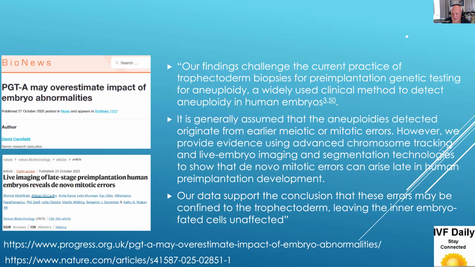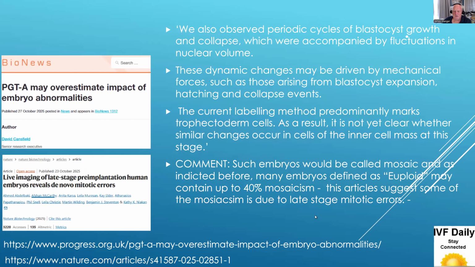It's generally assumed that the aneuploidies detected originate from early meiotic or the first lot of mitotic divisions. However, the authors provide evidence using advanced chromosomal tracking and live embryo imaging and segmentation technologies to show that de novo mitotic errors can still arise late in human pre-implantation development, thereby clouding the issue of when you do biopsy of the trophectoderm. Our data supports the conclusion that these errors may be confined to the trophectoderm, leaving the inner cells unaffected.